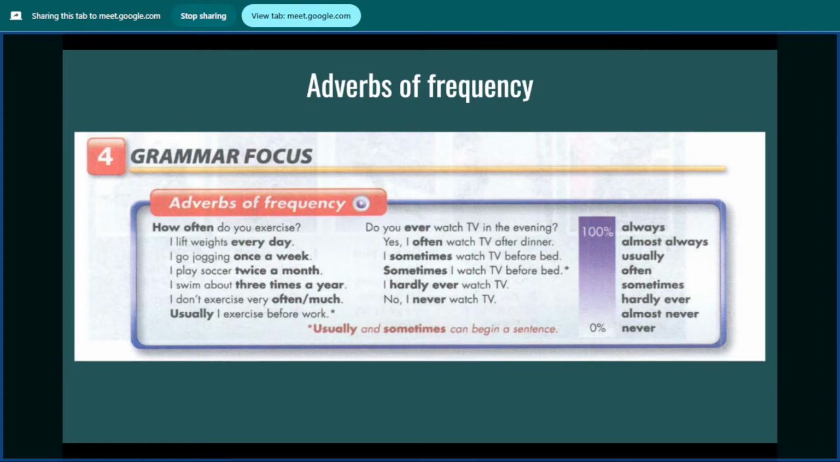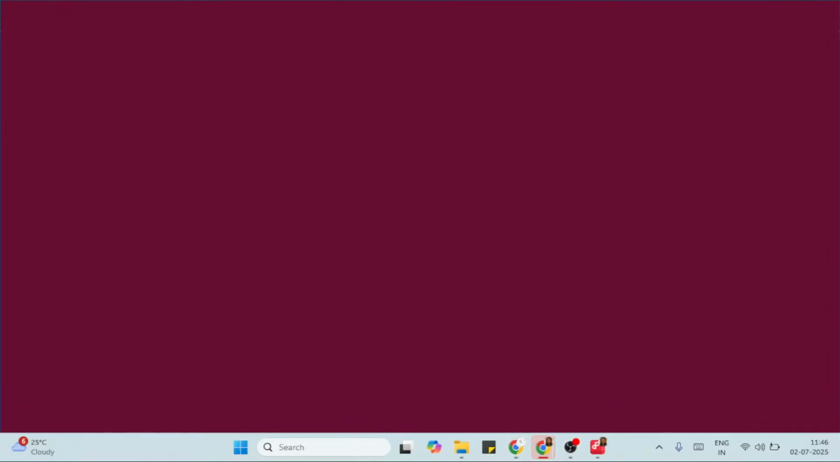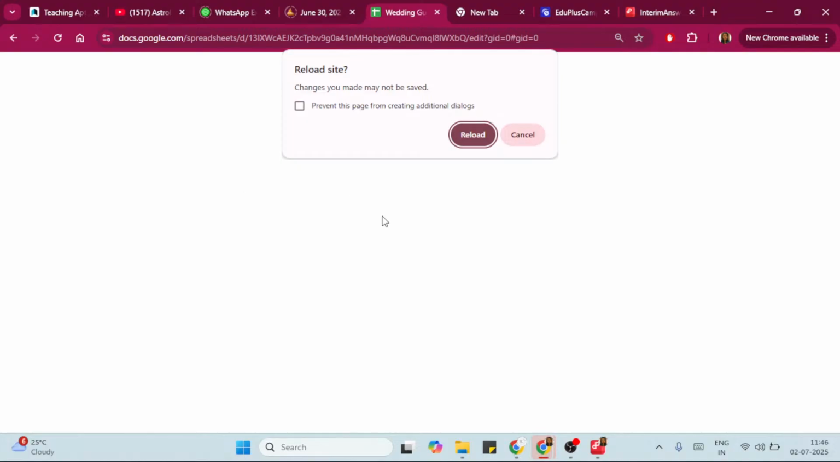Then comes often. Often means many times. If the frequency is around 50%, then we will use the word often. Then we have the word sometimes. Sometimes means occasionally. Around 40% of frequency we can say. Hardly ever, almost never and never mean very low frequency.